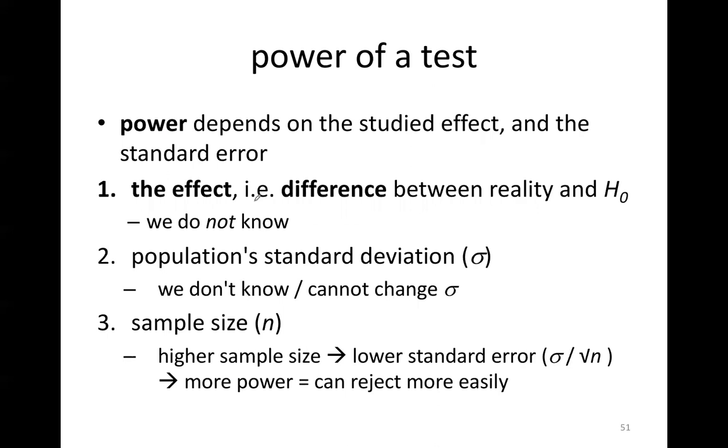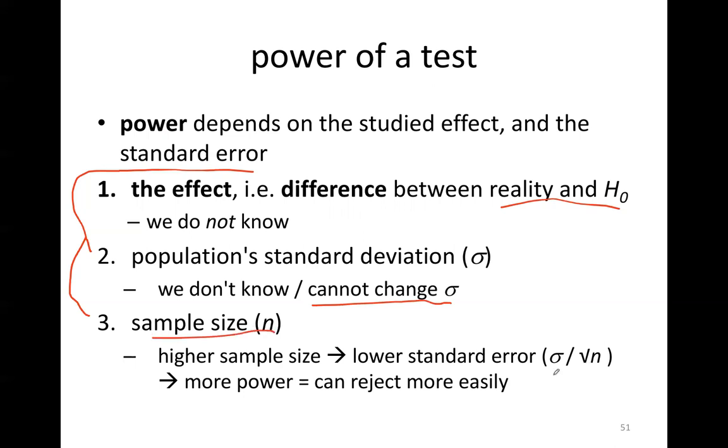The effect, the difference between reality and null hypothesis, is something we don't know when we're performing hypothesis testing. We don't know the reality, we just have coined the null hypothesis. And then it depends on the standard error, and the standard error itself has two components, as you remember. It depends on the standard deviation of the population, which we estimate from the standard deviation of the sample. That is a characteristic of the population that we can't change anyway. But it also depends on sample size.